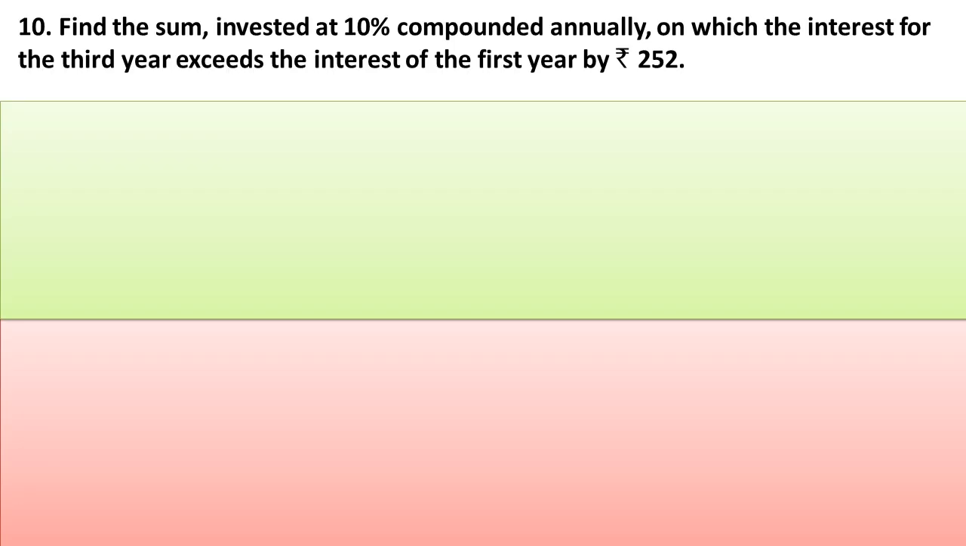Question number 10. Find the sum invested at 10% compounded annually on which the interest for the third year exceeds the interest of the first year by rupees 252. It is said in the question that a sum of money is invested and the rate of interest is 10%, and the compound interest is compounded annually, that means yearly. The interest of the third year exceeds the interest of the first year by rupees 252.